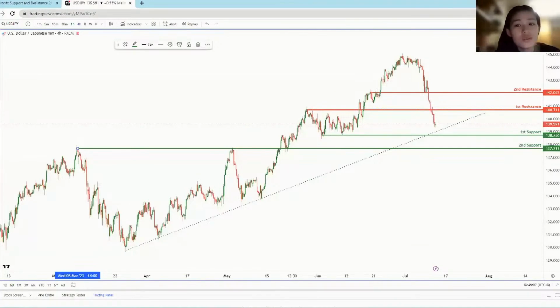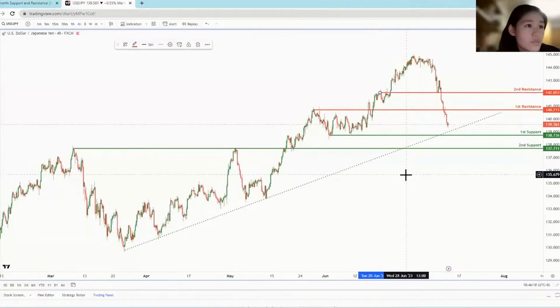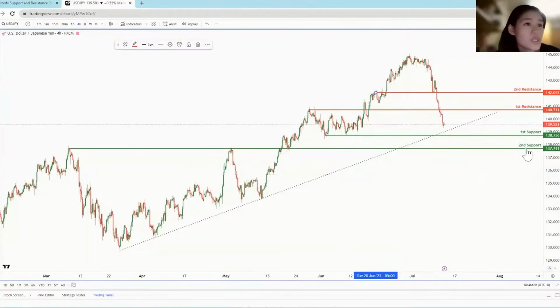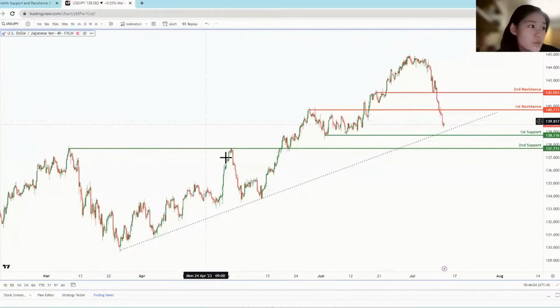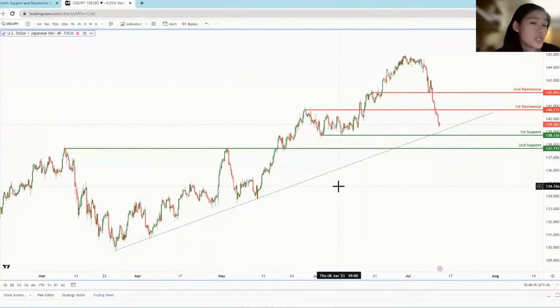Okay, so maybe we'll just briefly go through this second resistance. The second support level over here is an overlap support. You can see we have 2 swing highs and 1 swing low here. So it's an overlap support, and for our first resistance, we have 2 swing lows lining up. So these levels are pretty significant.